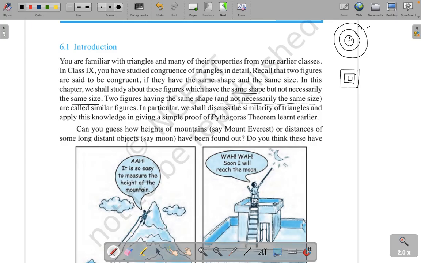In particular, we shall discuss the similarity of triangles and apply this knowledge in giving a simple proof of the Pythagoras theorem learned earlier. So, do you know any application of similarity of triangles? Is there any application of using similarity? Why are we studying this chapter on similarity of triangles? Is it like equal to congruence? No. Similarity is a bit different from congruency.